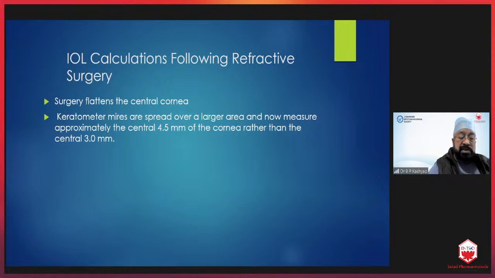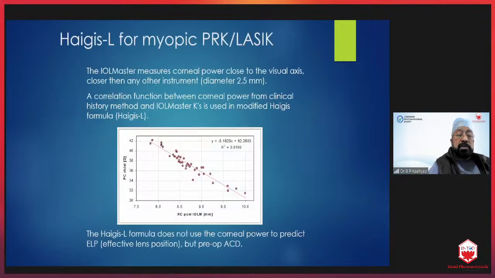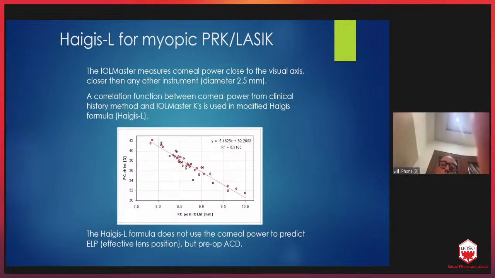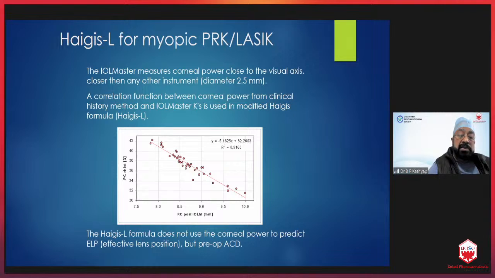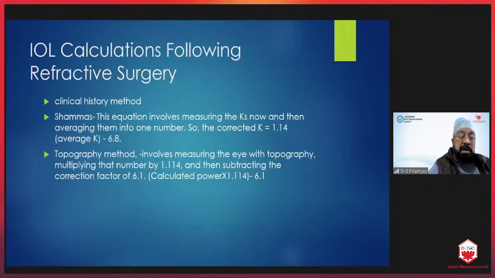So again, in these cases, the optical and the OCT machines work better. The correlation between the corneal power from the clinical history method and the IOLMaster K is used in the modified Haigis formula.